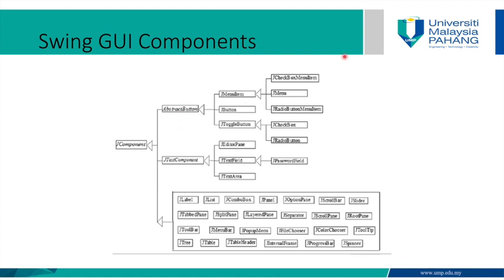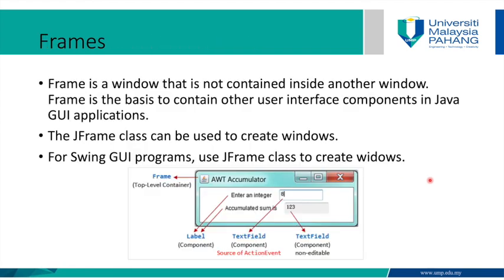So this is nothing much, just the Swing GUI components. It shows here what each component is referring to. For example, the JButton, the JToggleButton, checkbox, etc. are included in the abstract buttons, and then the editor pane, text field, text area, and the password field are included in the JTextComponent, etc. All right, and then let's move on with frame.